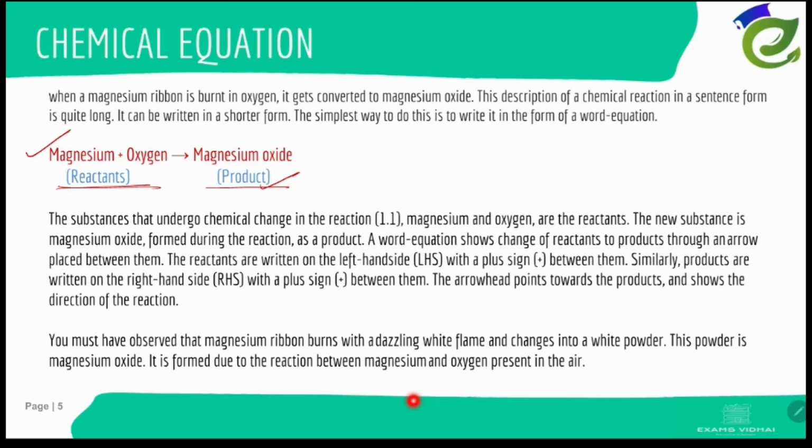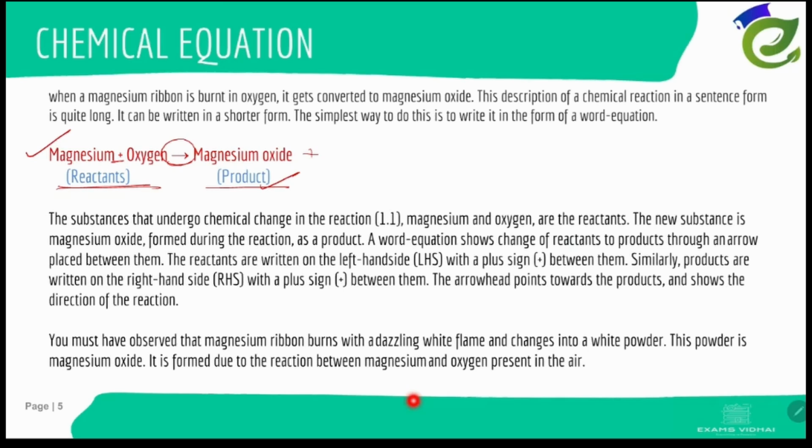The new substance, magnesium oxide, is formed during the reaction as a product. A word equation shows the change of reactants to products through an arrow. This arrow is placed in between them and shows the change of reactants to products. The reactants are written on the left hand side with a plus sign, and the products are written on the right hand side with a plus sign. If we have another product, we'll write it with a plus, and that product will be written here. Similarly, products are written on the right hand side.